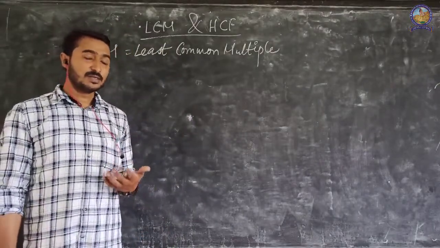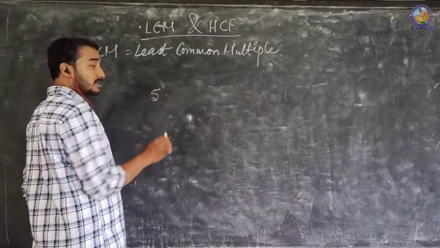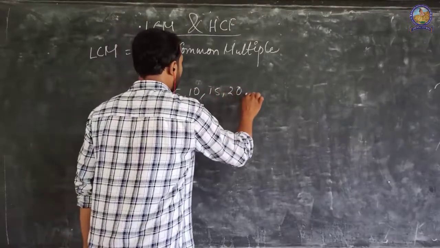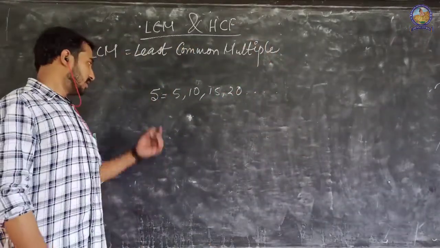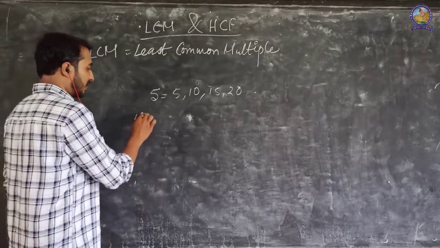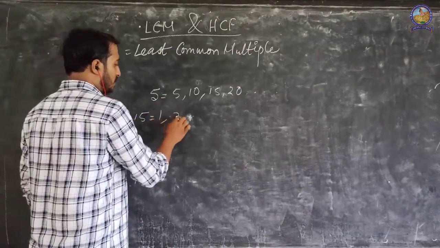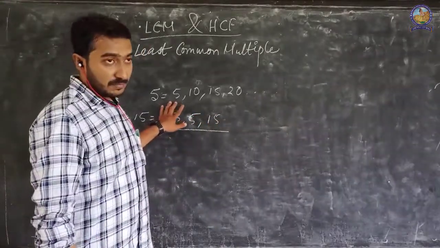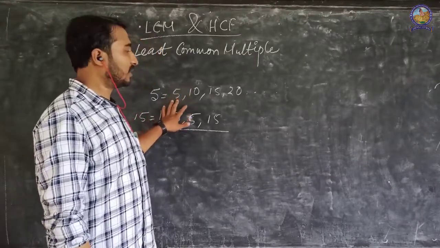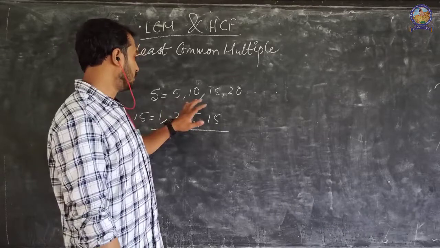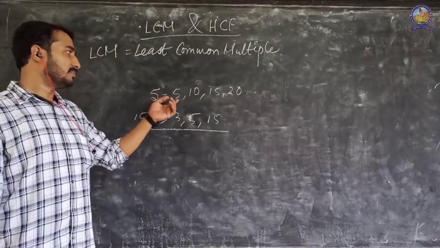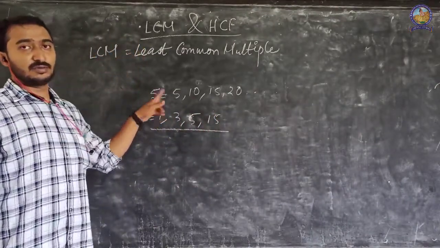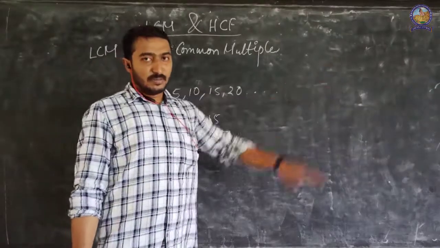So what are multiples of a number? Suppose I have a number 5, the multiples of 5 are 5, 10, 15, 20 and continuing. It will never end. But in case of factors, suppose I have the number 15, the factors of 15 are 1, 3, 5 and 15, and these are limited. But the multiples of a number are not limited. How are we getting the multiples of a number? Simply by multiplying with natural numbers like 1, 2, 3, 4. If we multiply 5 with 1, 2, 3, 4, we get the multiples of the number.